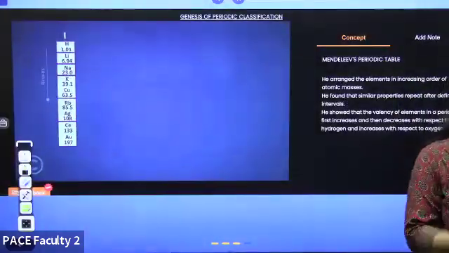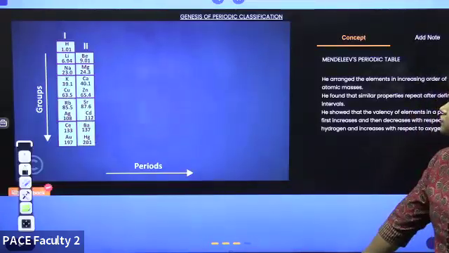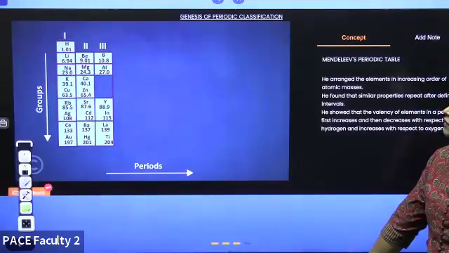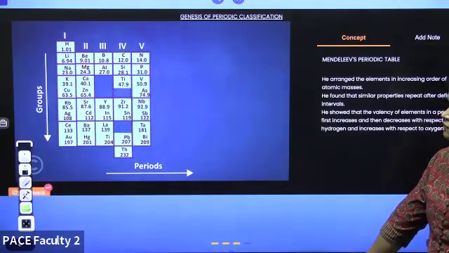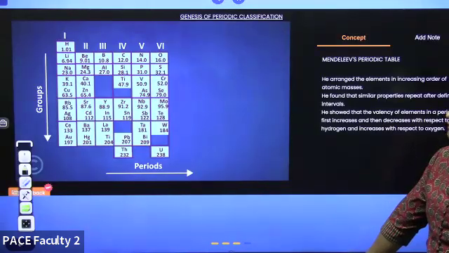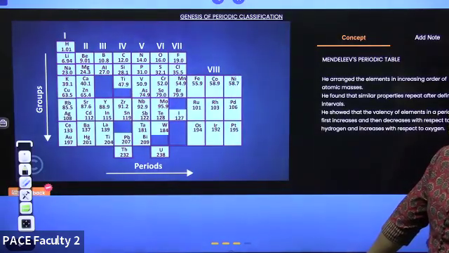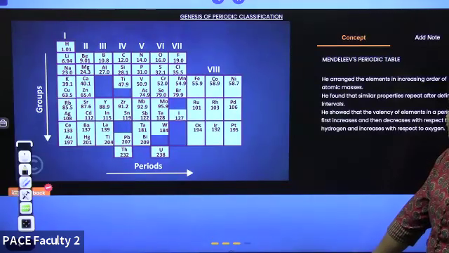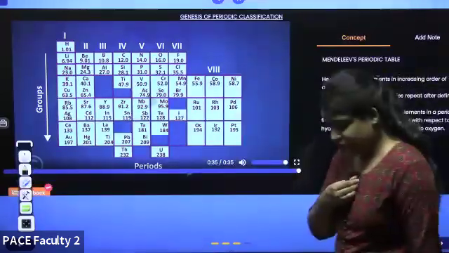If anybody is facing problems, The atomic mass as a standard and arranged 63 elements known at that time in an increasing order of their atomic masses. He found that the elements with similar properties repeat after a definite interval. Mendeleev left blank spaces where the properties of undiscovered elements were predicted by him. He showed that the valency of an element first increases and then decreases with respect to hydrogen and increases with respect to oxygen. okay. हमने समझ लिया.